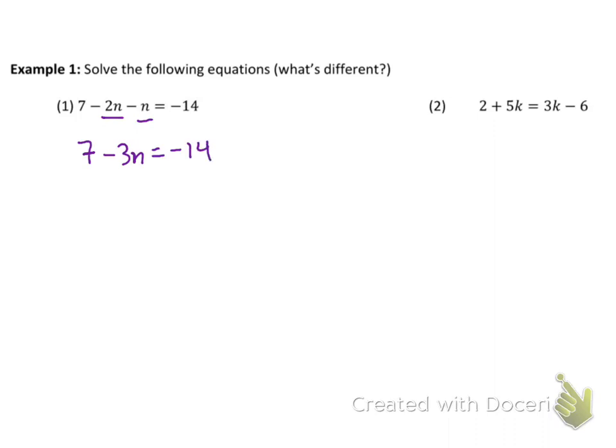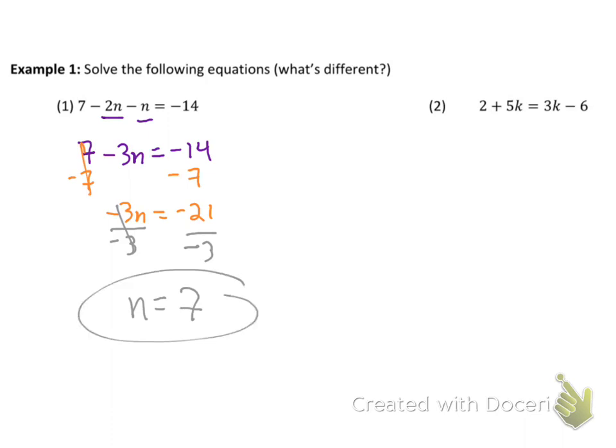So next, when I subtract 7 from both sides, I get negative 3n equals negative 21. And then to close this out, all I got to do is divide both sides by negative 3. And when I do that, negative 21 divided by negative 3 gives me 7. So n is going to equal 7.